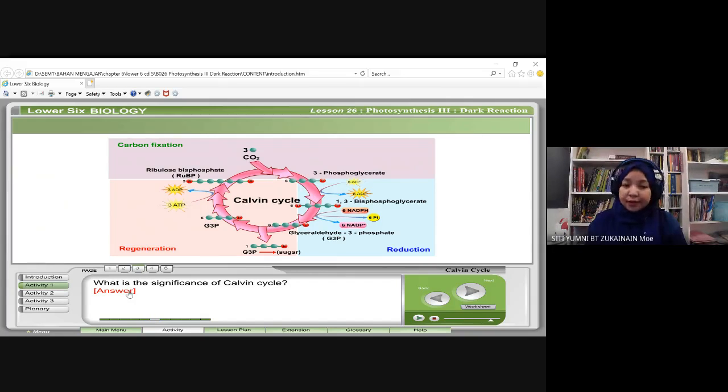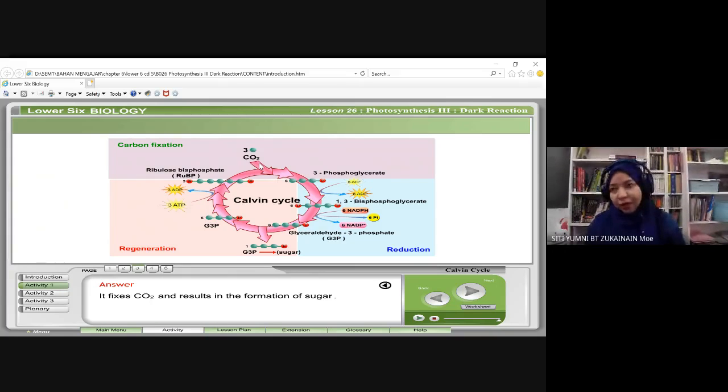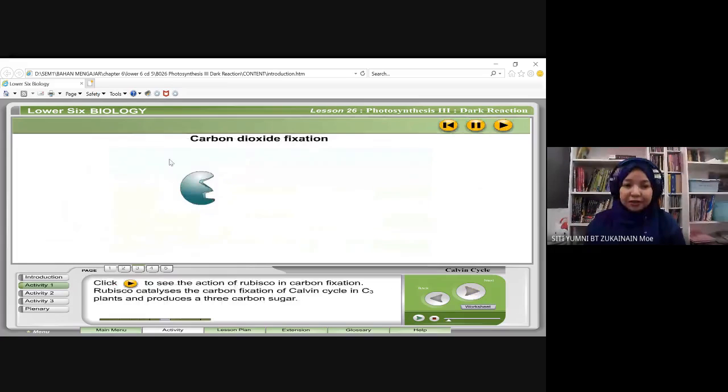Okay, so what is the significance of the Calvin cycle? It fixes carbon dioxide. It's amazing, right? From carbon dioxide in the atmosphere, it results in the formation of sugar as food for all living things. So do you remember Rubisco? It is the enzyme for carbon fixation. Rubisco catalyzes the carbon fixation of the Calvin cycle in C3 plants and produces a 3 carbon sugar.